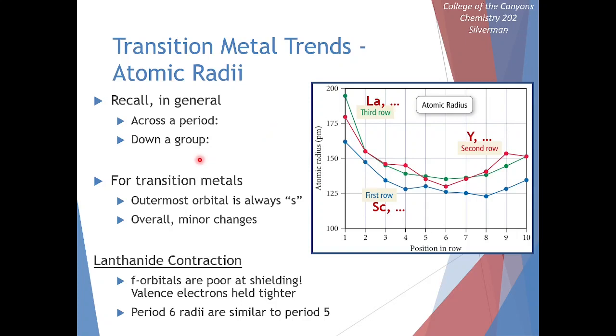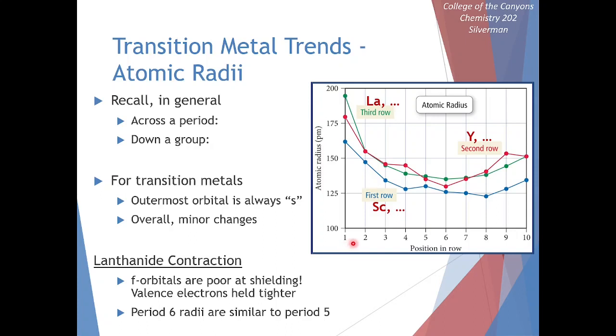When we're going down a group, we are increasing the principal quantum number. When we increase the principal quantum number, our orbitals get bigger and higher energy. We have just larger orbitals as we go down a group. For our transition metals, okay, our trend is going to be, well, not quite as consistent. We can see that on this graph.